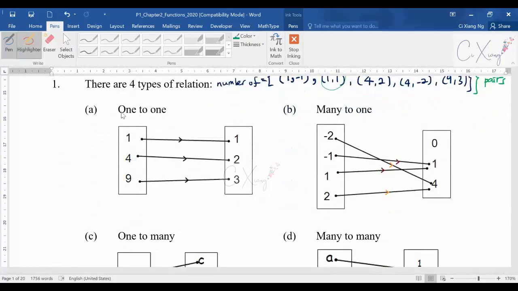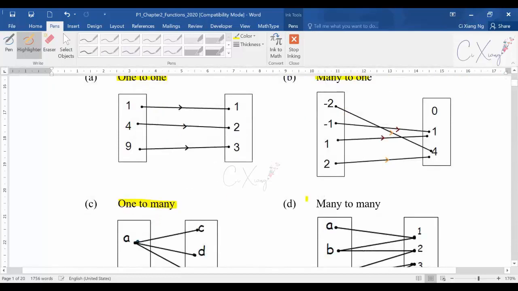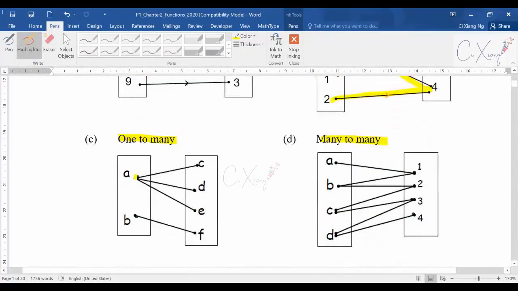Okay, so the four types of relation are one-to-one, many-to-one, one-to-many, and also many-to-many. One-to-one is very easy. You will see that one value will be assigned to another value only in the range. Many-to-one means that you might have two values which are mapped to the one value in the range. So this is many-to-one.